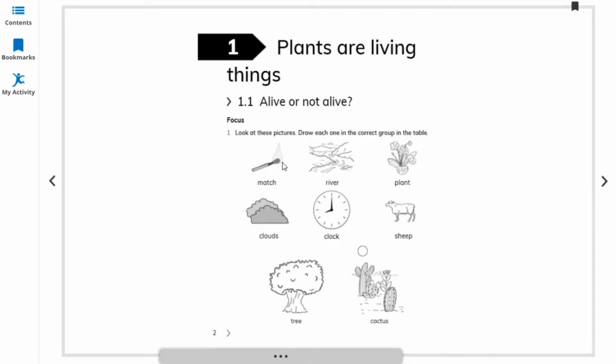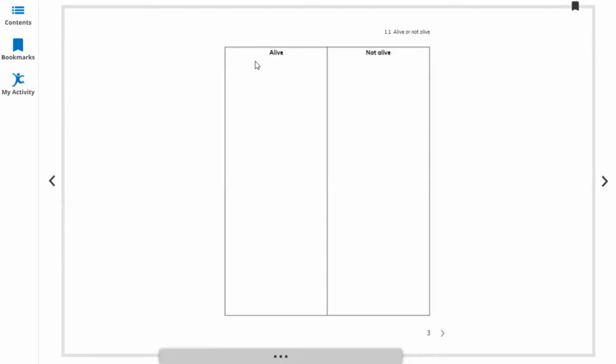So matchstick, non-living, river, plant, cloud, clock, sheep, tree, and cactus plant. So let us write the names on the next page for living thing and non-living thing, or alive. So we can write here, and if you want to draw, obviously you can draw it.